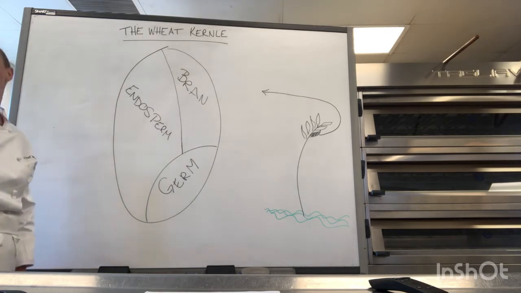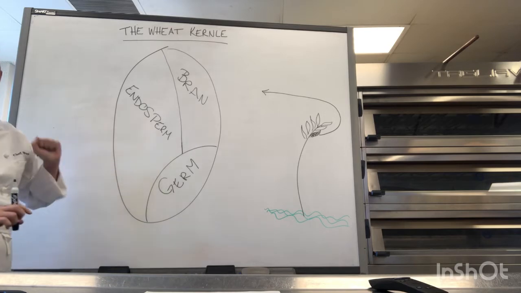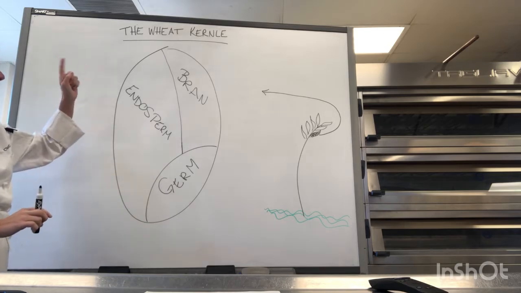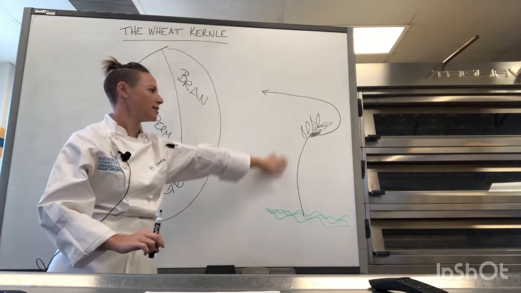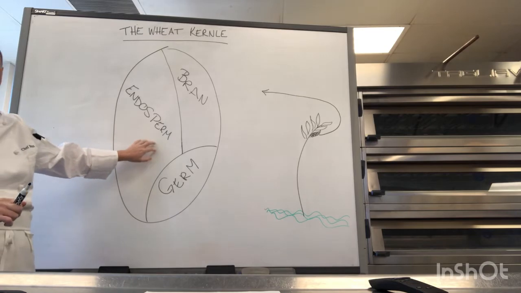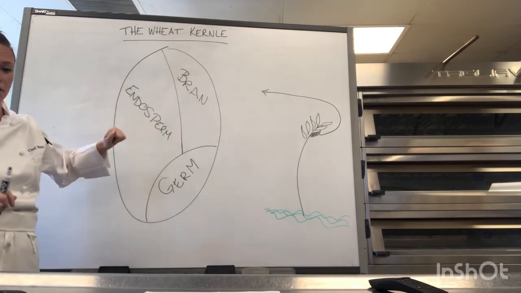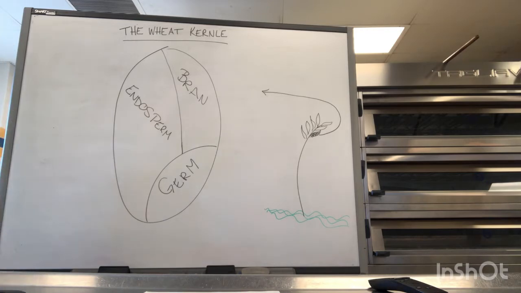All right, so these are your 3 sections of your wheat kernel. Your wheat kernel comes from the wheat plant. And now we're going to talk about the different functions of these 3 items. Let me get my different colored markers out.